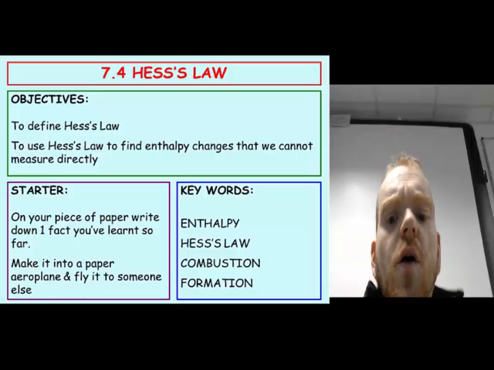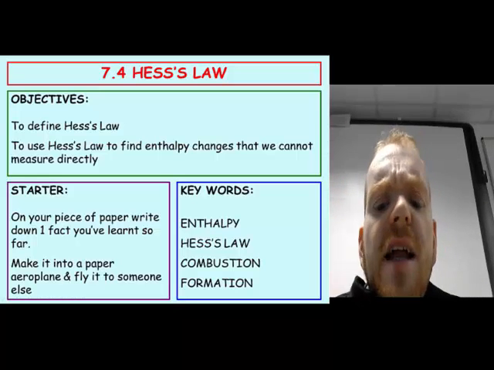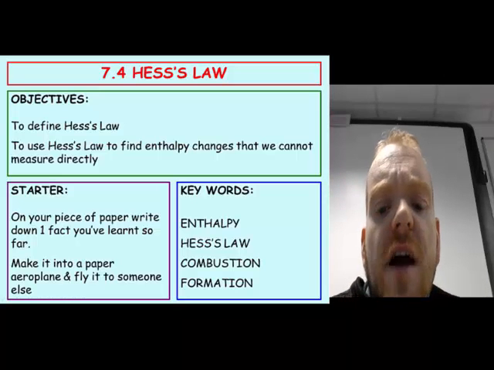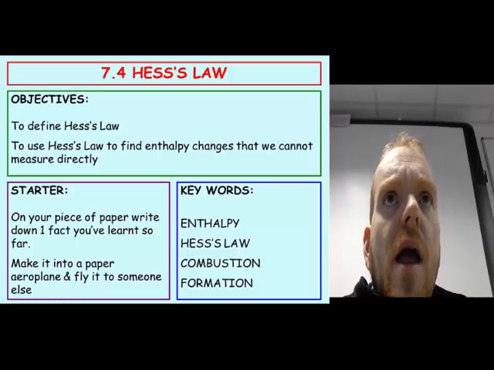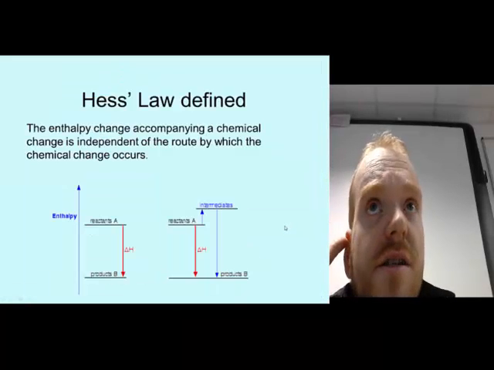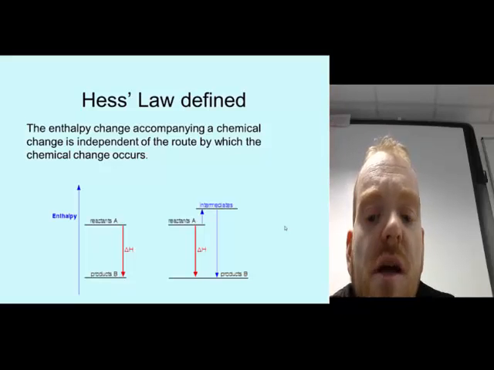In this video we're going to look at defining what Hess's law is, and explaining where and how we use Hess's law to find enthalpy changes. Hess's law is defined as: the enthalpy change that accompanies a chemical reaction can be calculated independent of the route by which the chemical change occurs.